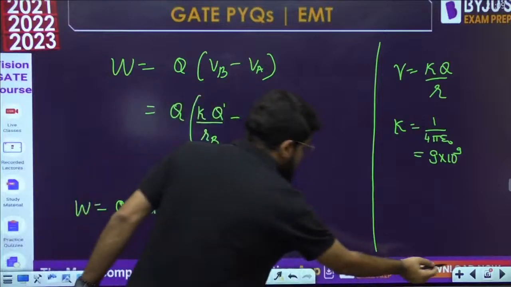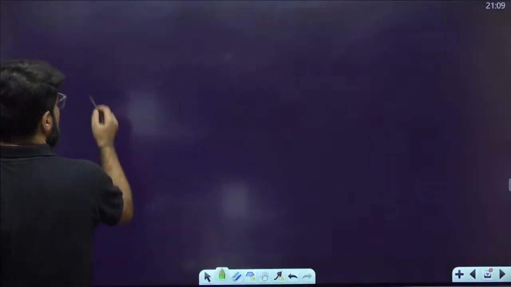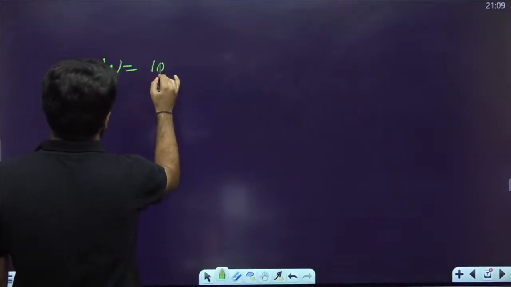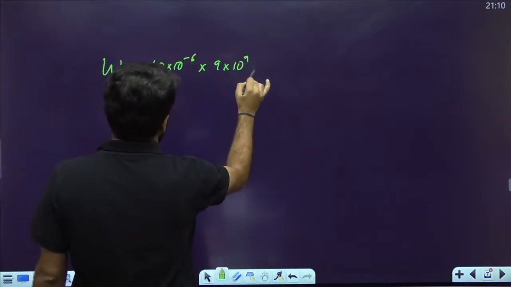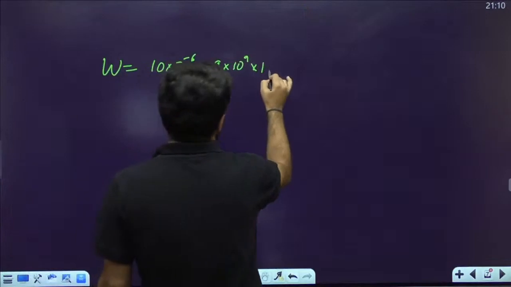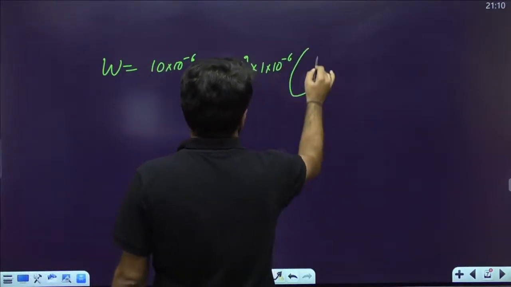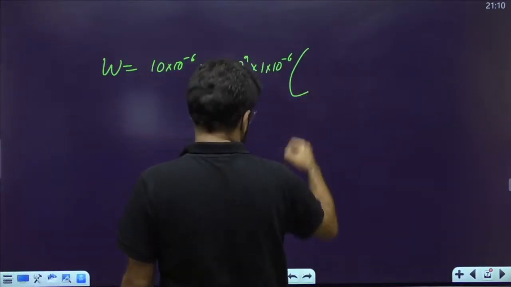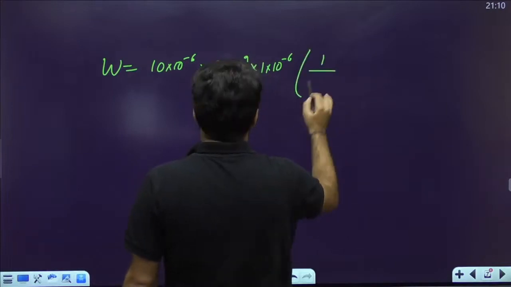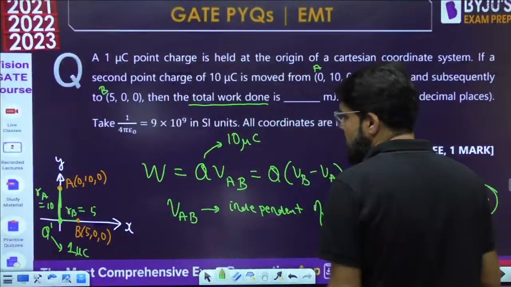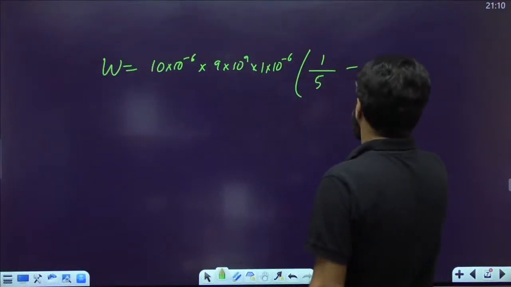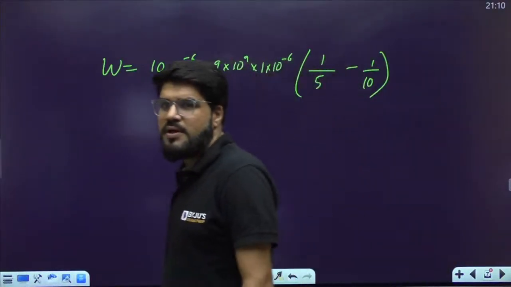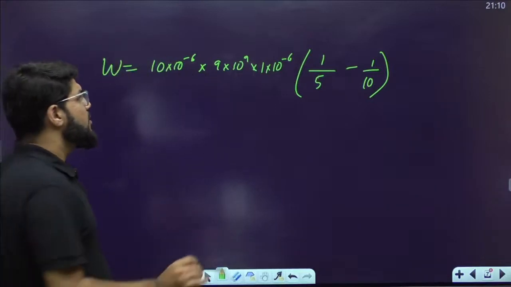Okay, so let's move forward. The work done will be equal to 10 microcoulomb into K, 9 into 10 power 9, into Q dash, which is just the 1 microcoulomb, into 1 upon RB minus 1 upon RA. The distance of the point B is 5, so 1 upon 5 minus 1 upon RA. RA is equal to 10.